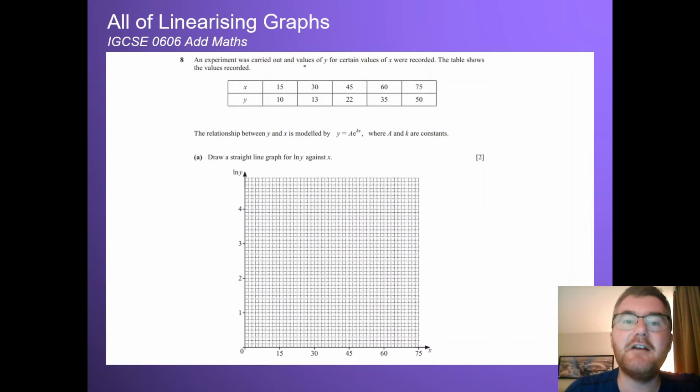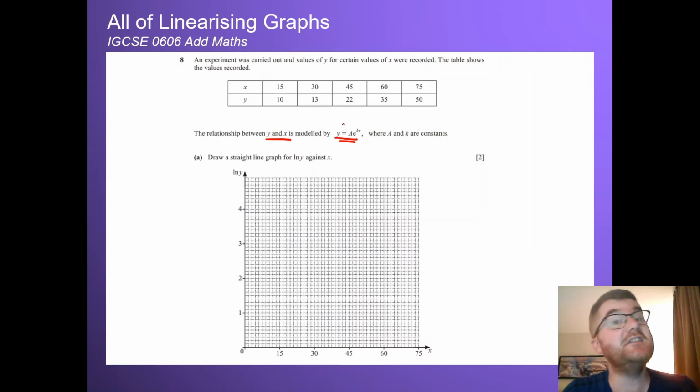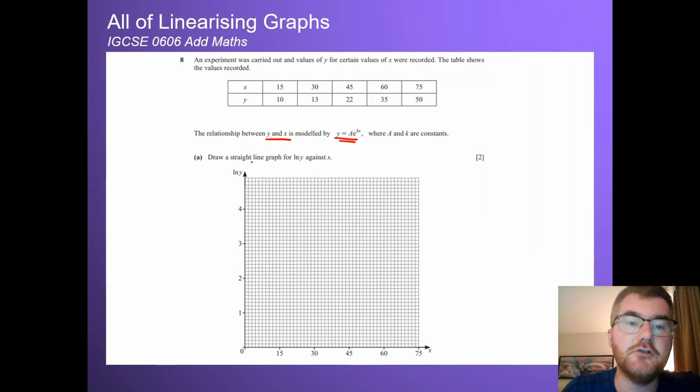An experiment was carried out and values of y for certain values of x were recorded. The table shows these particular values. And we want to find that the relationship between y and x is modeled by this exponential function a e to the power of kx, where a and k are constants. And the first part, which is a nice 2-mark question, is simply draw a straight line graph for natural log of y against x. And notice the axes have changed.